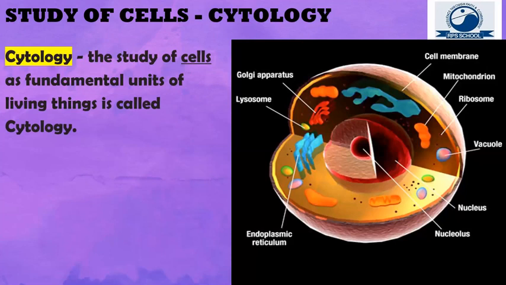Cytology: study of cells as fundamental units of living things is called cytology. It is a branch of science which deals with the structural and functional organization of cell. It is also known as cell biology. To study the structure of a cell, their functions, compositions, and the interaction of cells with other cells and the environment in which they exist, is known as cytology.